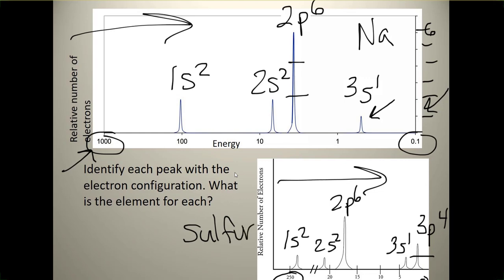Another way you can do this is by counting electrons. I have 2 electrons plus 2 plus 6 plus, oh, I made a mistake. This is a 2 right there, plus 2 plus 4. You can add all those up and you'd find that you have 16 electrons. So this is sulfur. I didn't mean to make that error. That is a 3s2 peak there.